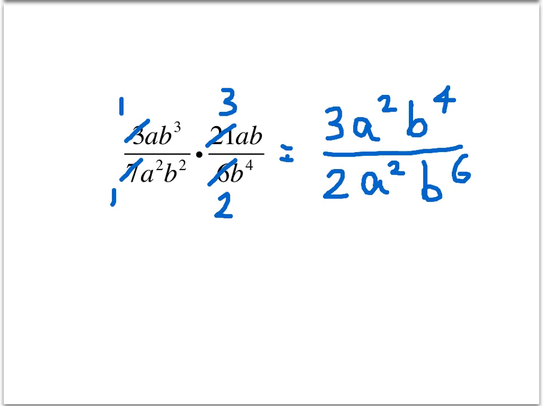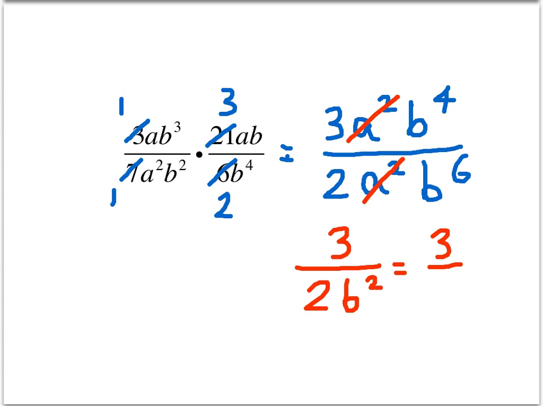Now I can do a little bit more reducing here. Notice that these a squareds, essentially they can cancel out. A to the 0 is 1, and so in my numerator I'm going to have 3. Here's b to the 4th over b to the 6th. Well, I know that that's going to be b to the 2nd down here. Another way I could write this is 3 over 2, and then b to the negative 2 power in the numerator if I wanted to write it like that.